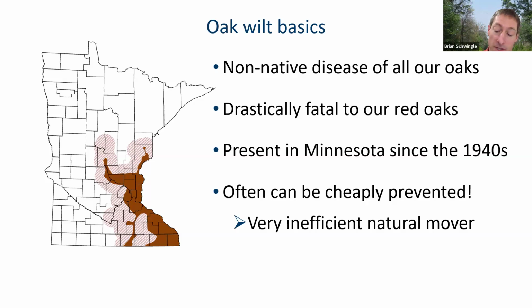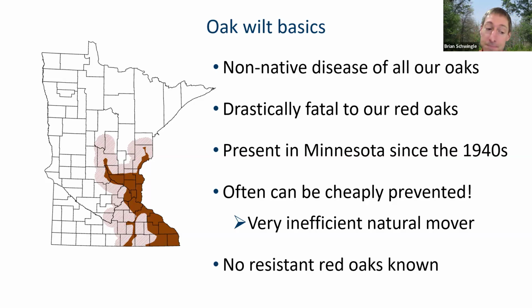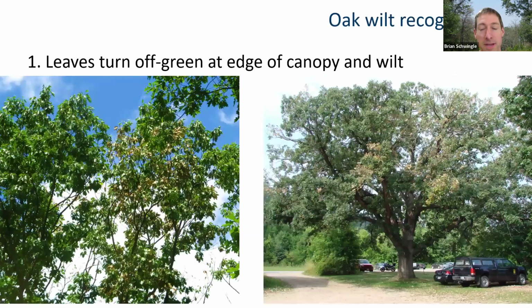For reasons I'll hopefully explain in a little bit, oak wilt can be prevented to a pretty high degree in an almost free way. That distinguishes oak wilt from just about every single other invasive species in the state of Minnesota. There are no resistant red oaks that we're aware of. So those are the basics. Now I'm going to talk about how to recognize oak wilt.